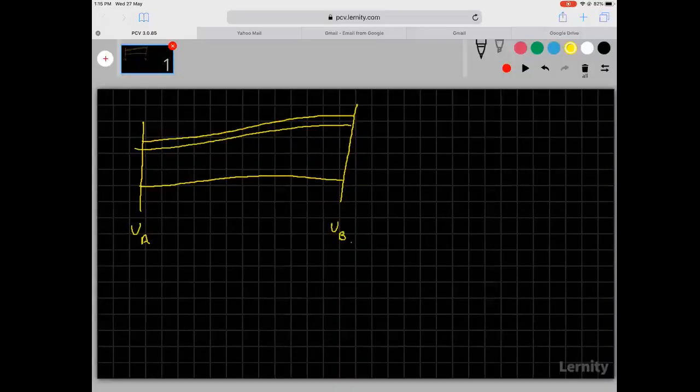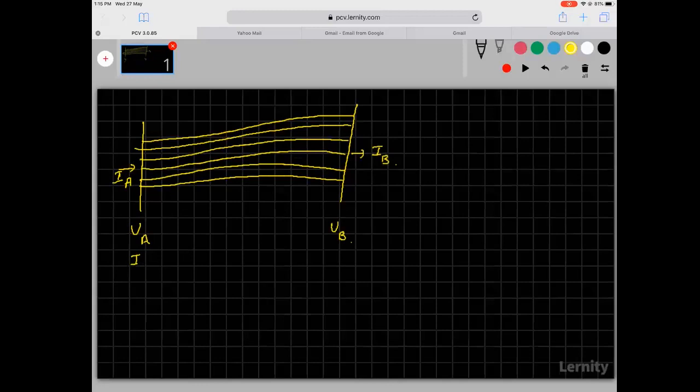This is a conductor. This end is at one potential called VA. This end is at another potential called VB. Then these are the field lines, which are going from one side to the other side. Current enters at A. Current leaves at B.